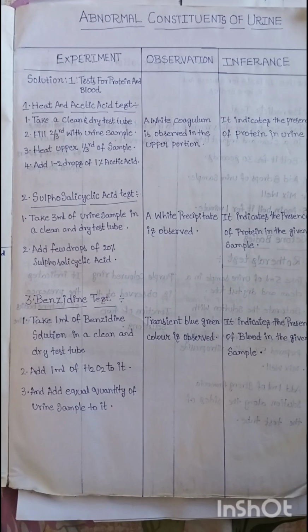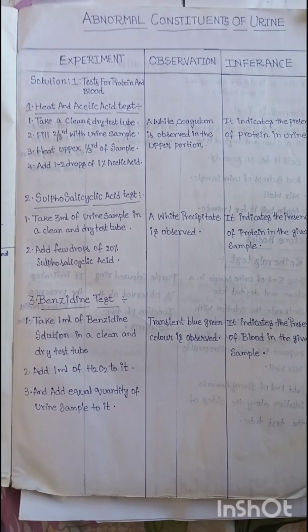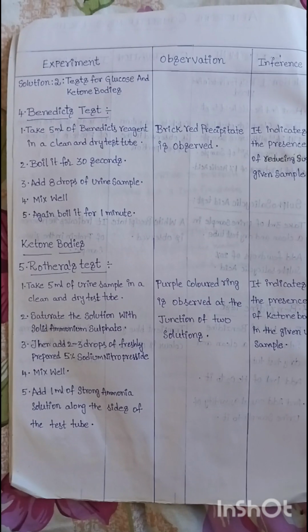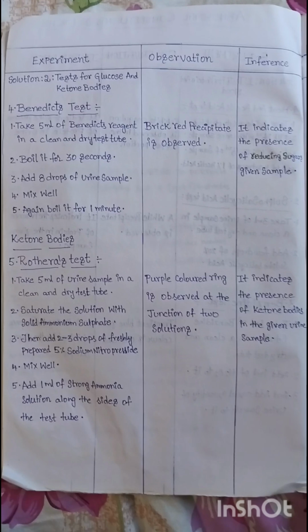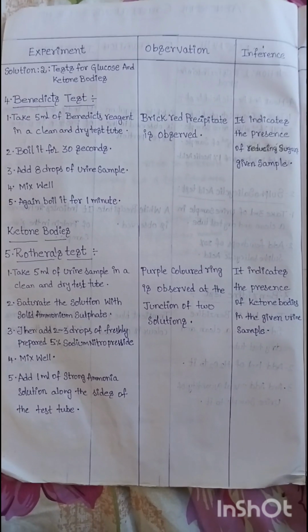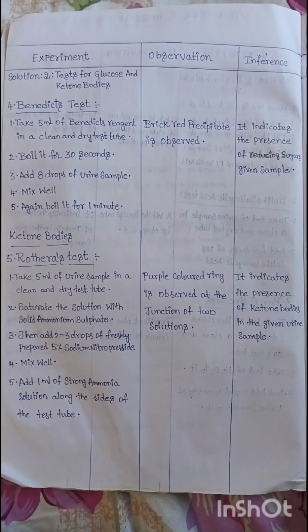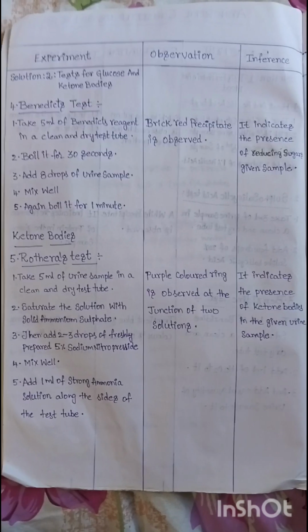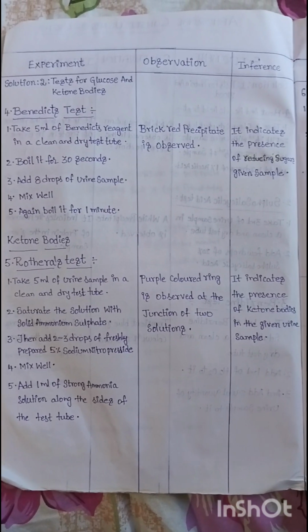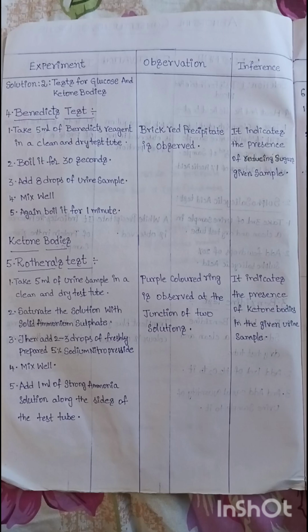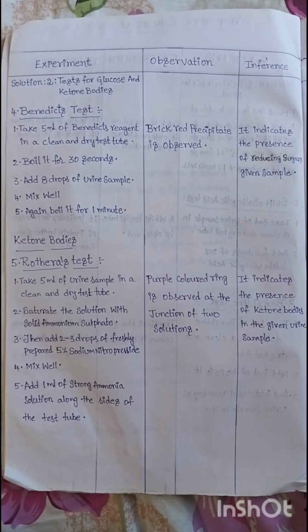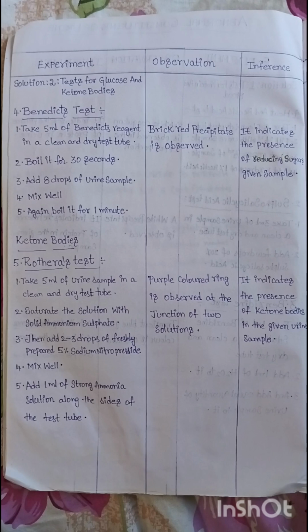Now the next test is the benzidine test. Take 1 ml of benzidine solution in a clean and dry test tube. Add 1 ml of H2O2 to it. Now add an equal quantity of urine sample to it. What is the observation? A transient blue-green color is observed in the test tube. What does it indicate? It indicates the presence of blood in the given sample. This is the way we perform the test for protein and blood.